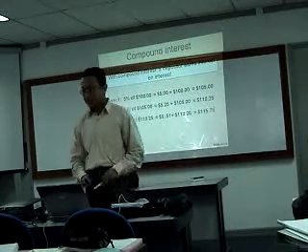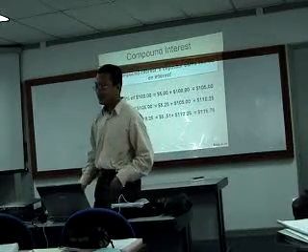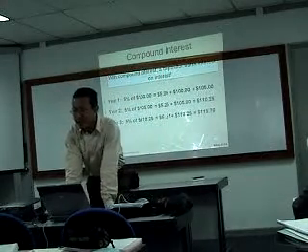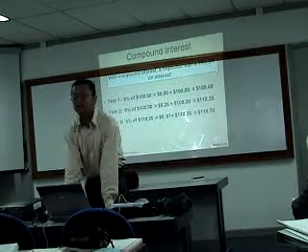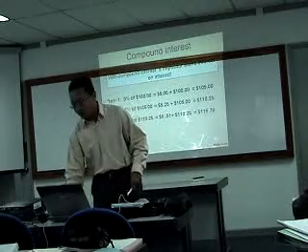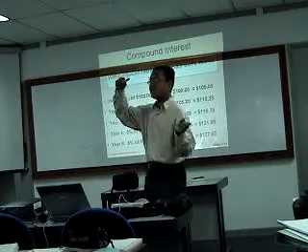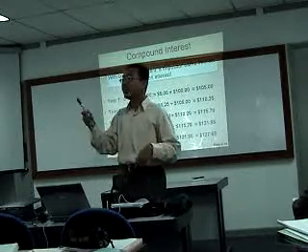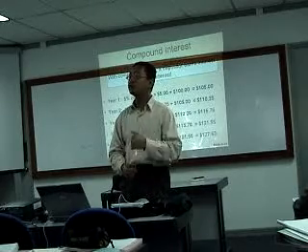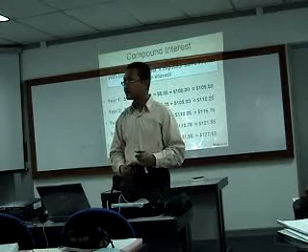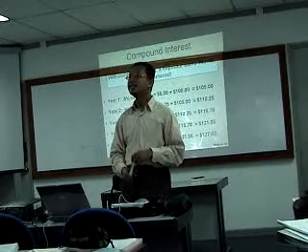Year 3, 5% of 110.25 gives you 5 ringgit and 51 cents. You add it back to your 110.25, you get 115.76, and it's the same for year 4 and year 5. Now, if you compare simple interest and compound interest, which gives you a higher value? Compound interest gives you a higher value because you get interest out of interest, which is better by 2 ringgit and 63 cents.